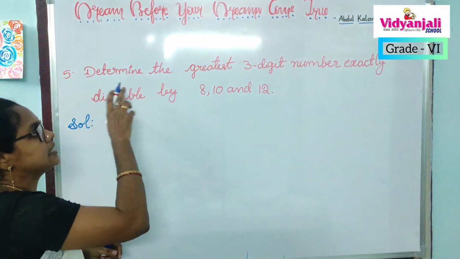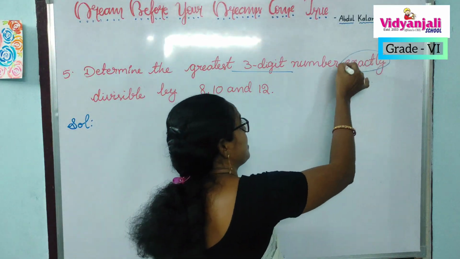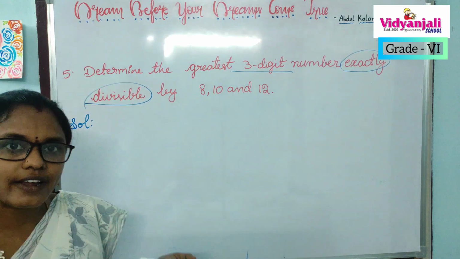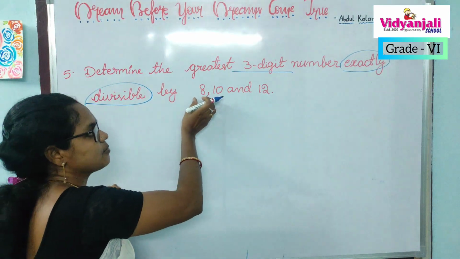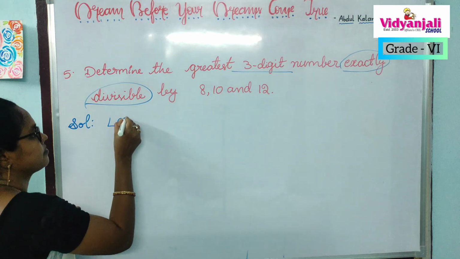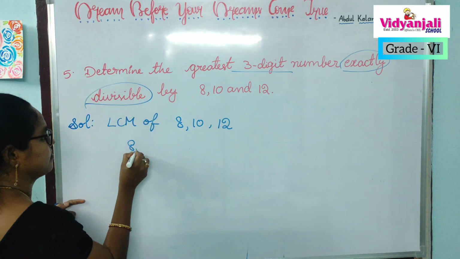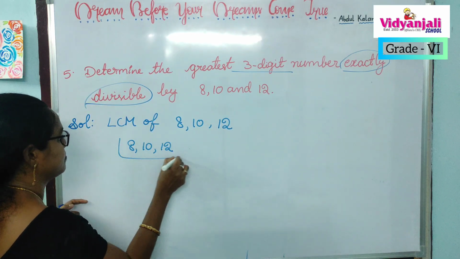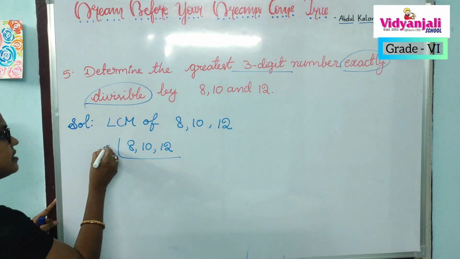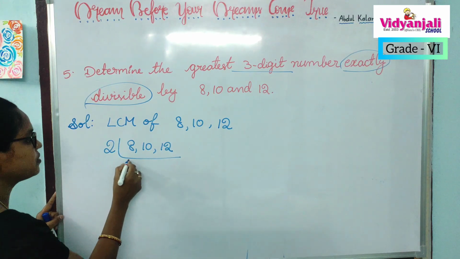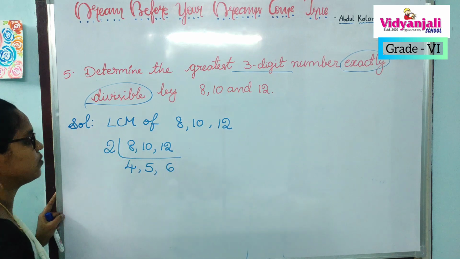Okay. Fifth question. Determine the greatest 3-digit number which is exactly divisible by. See, we have the words exactly divisible. What we have to find? Exactly divisible means we have to find LCM, right? So let us find the LCM of 8, 10 and 12. In which table do we get these three numbers? As these three are even numbers divisible by 2, right? Yeah. So in 2 table how many times? 4 times is 8. 5 times is 10, 6 times is 12, right?